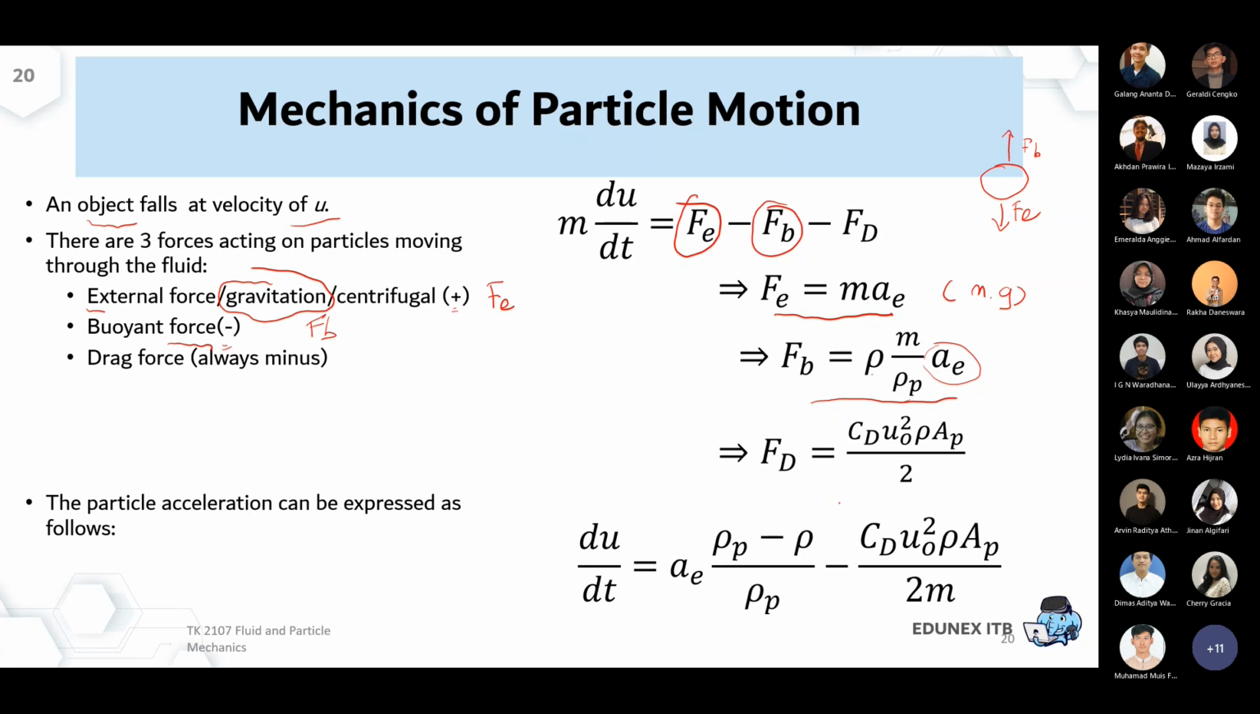And the last part is the drag force that we just talked about, or FD. This is the new term that has to be introduced because of the uneven distribution, uneven momentum, and so on. The formula has just been used in the previous slide: CD U squared rho AP per 2. So using this overall force balance, the particle acceleration can be expressed as follows. That's the overall particle acceleration.